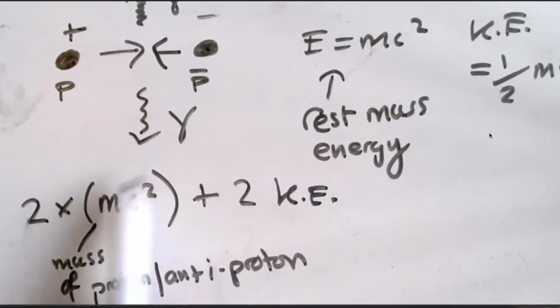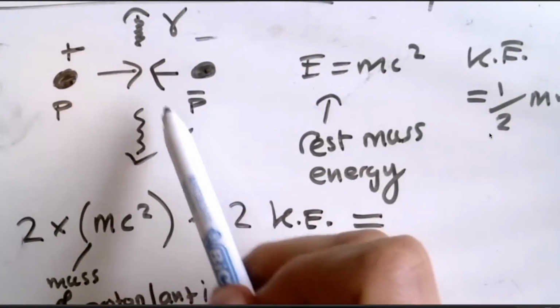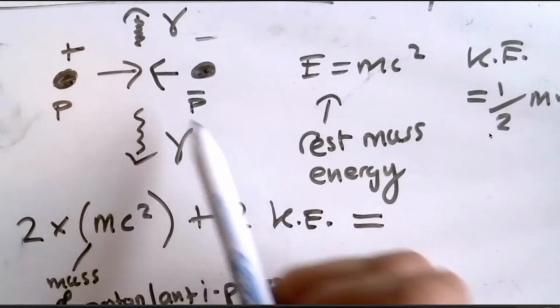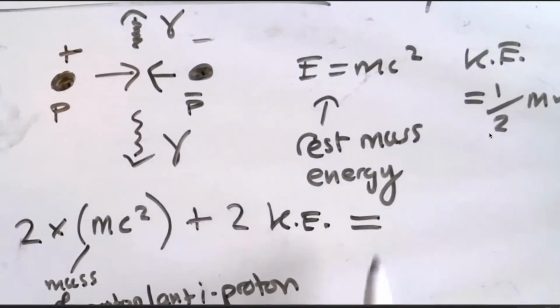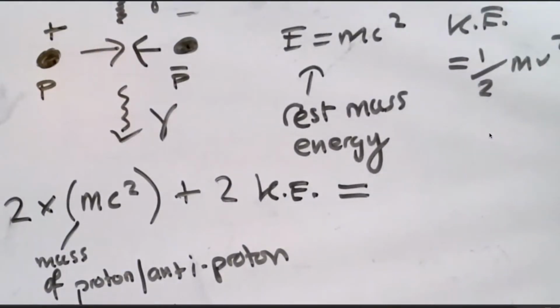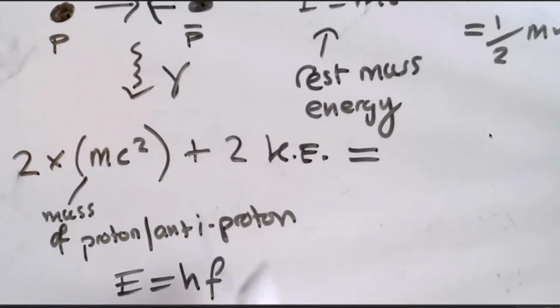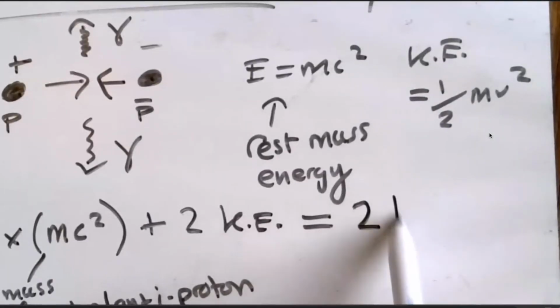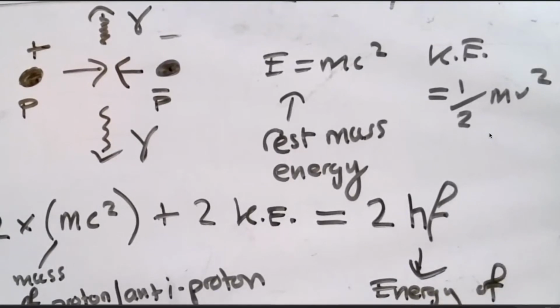Now the total sum of these two energies has to equal the energy that gets released in this annihilation collision. And you should know from the photoelectric effect this equation here, where E is equal to Planck's constant times the frequency. For each of the gamma photons, they're going to have energy of a set frequency. So that is going to equal 2hf, where hf is equal to the energy of one gamma photon.